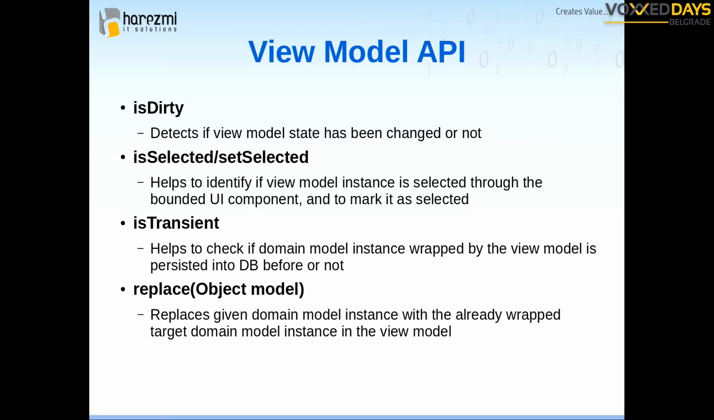For example, in order to identify whether the user performed a manipulation on the UI, whether the UI state is changed or not. Selected or setSelected methods help us to identify if a view model instance is selected or not in the UI. Transient checks if a domain instance is transient or persistent. In other words, whether it is persistent in the database and has a corresponding record in the database or not. Replace is used to replace the given domain instance, passed as a parameter, with the old value which is wrapped in the view model instance.